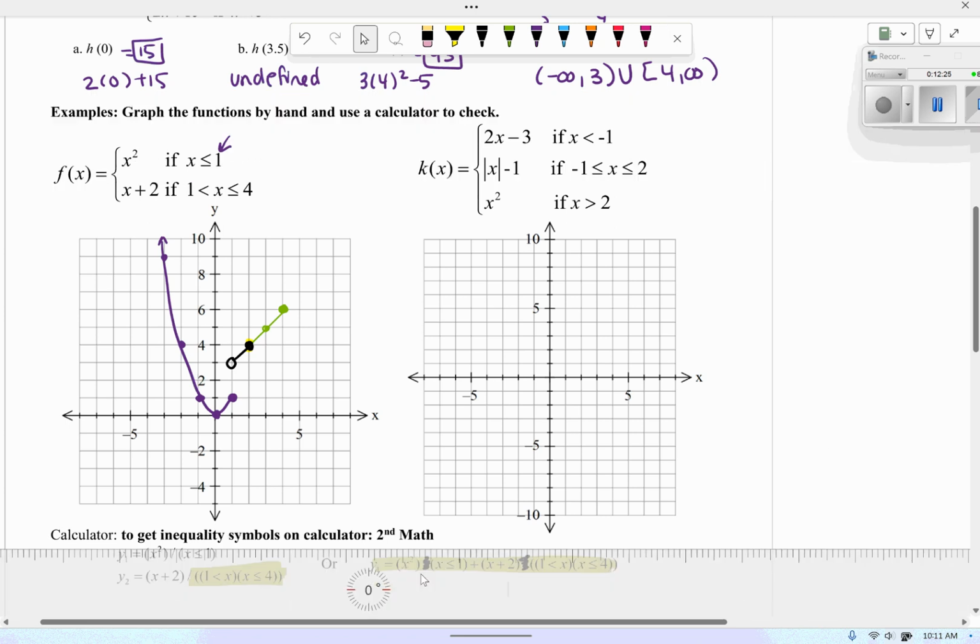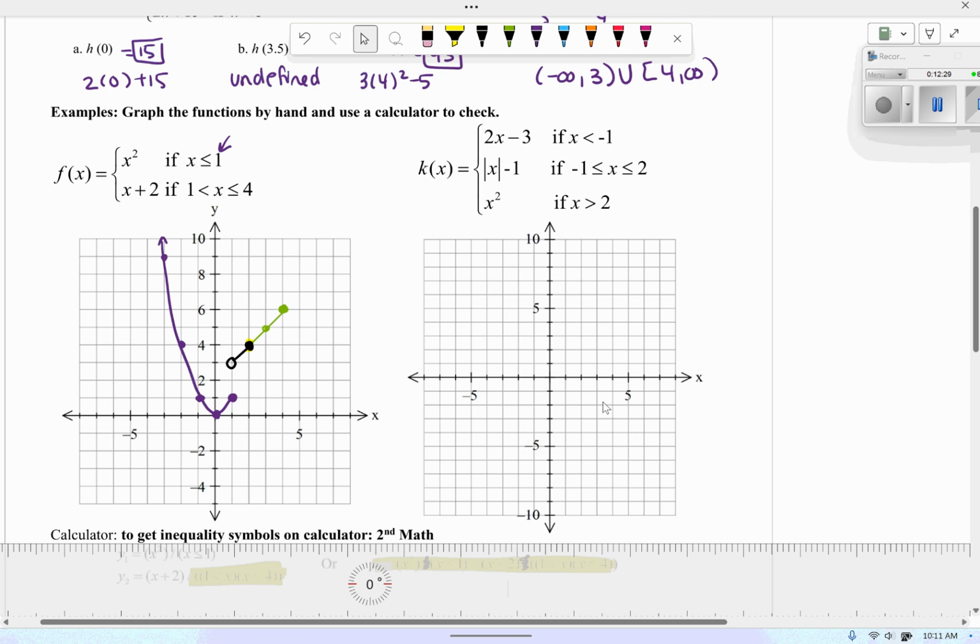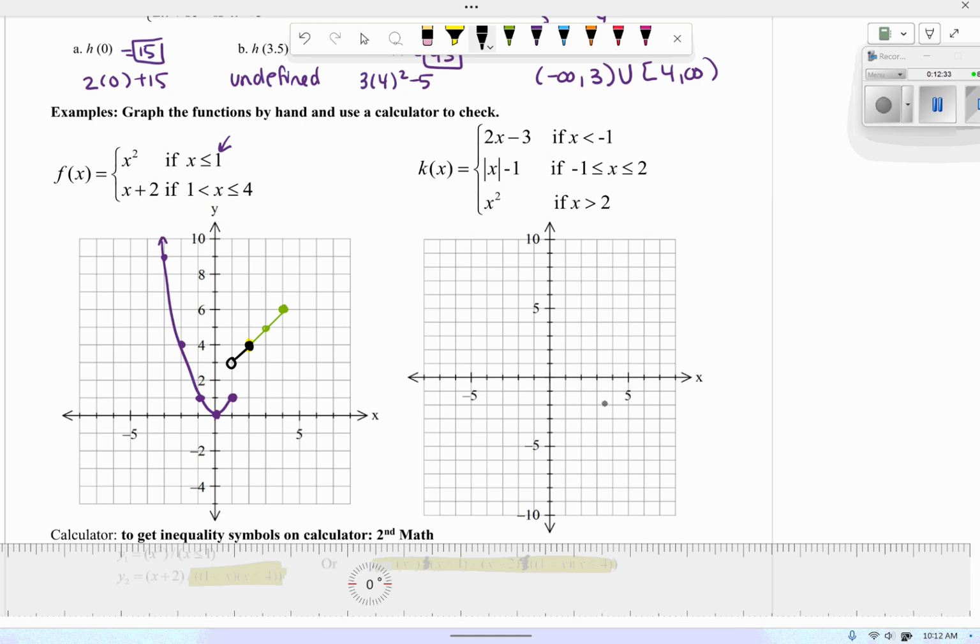All right, so let's go ahead and look at our next equation. So for the next one, we have 3 different equations. So we're going to have 3 different pieces to our graph. So the first one is for x values that are less than -1. So we're going to start with our -1, our turning point. So if I plug -1 in for x, 2 times -1 is -2, minus 3 gives us -5. So we have -1, -5. It's not equal to, so we're going to have an open circle.